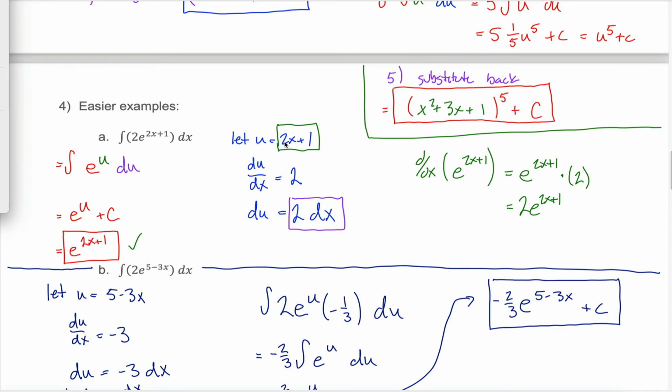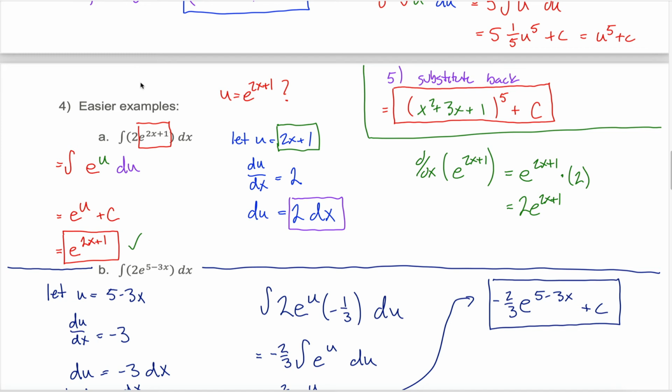So what I'm saying is the reason I knew to make u equal to 2x plus 1 is because then du would just be equal to 2 dx, and it'd be easy to get rid of this dx. It might have been tempting, for example, to make u equal to e to the 2x plus 1, right? That would simplify this thing even more. Then I could replace this entire e to the 2x plus 1 with just the letter u.